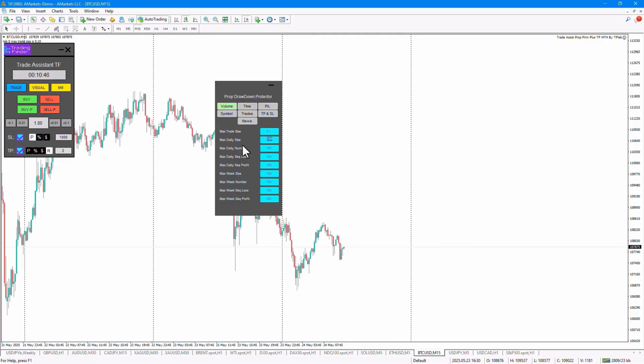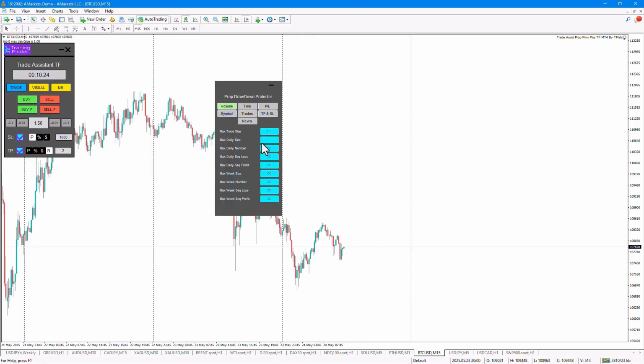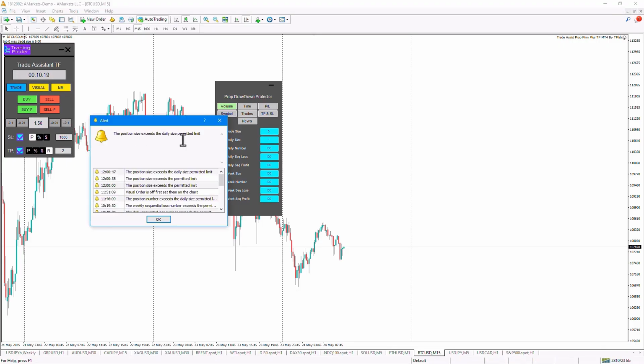The next option relates to the maximum daily trade entry size. If I set the value to 1 lot here and try to enter a trade with 1.5 lots, again the expert advisor will issue a warning and will not allow me to enter the trade. Here I set the value to 5, as you can see. It does not allow me to exceed the daily limit.